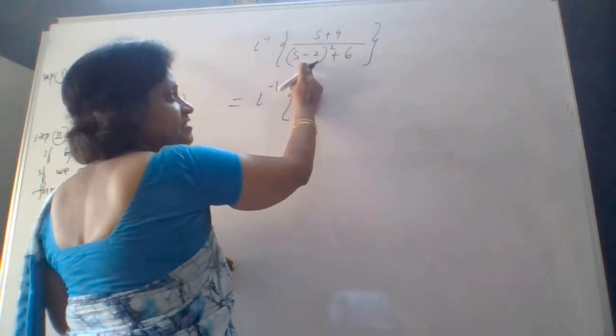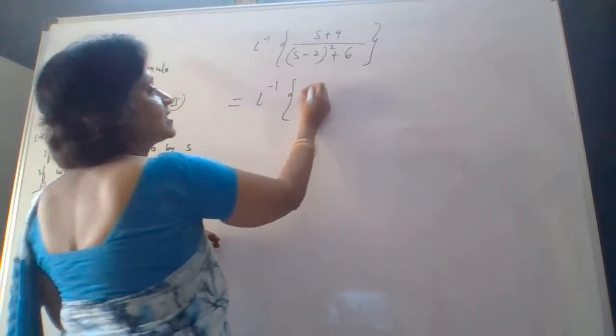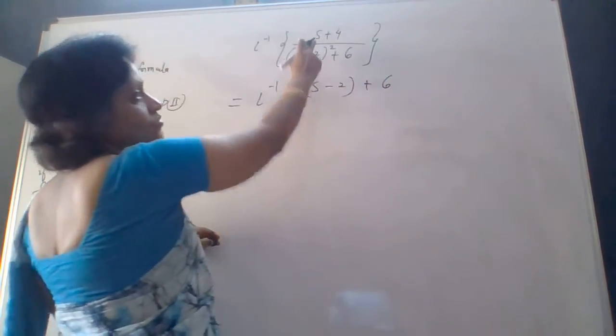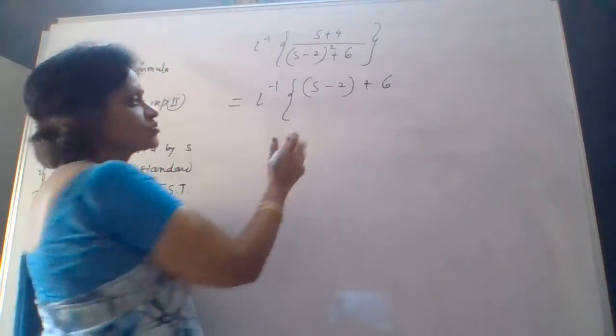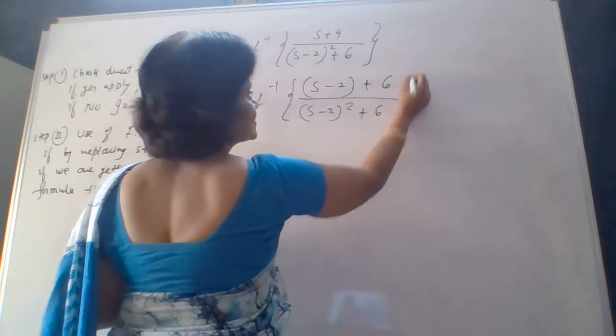If I replace here s minus 2 by s, here also I must do it. So the numerator, how am I going to adjust? I am going to adjust in this way. So obviously I haven't changed it. It is s minus 2 plus 4. Denominator is 4, (s minus 2) square plus 6.